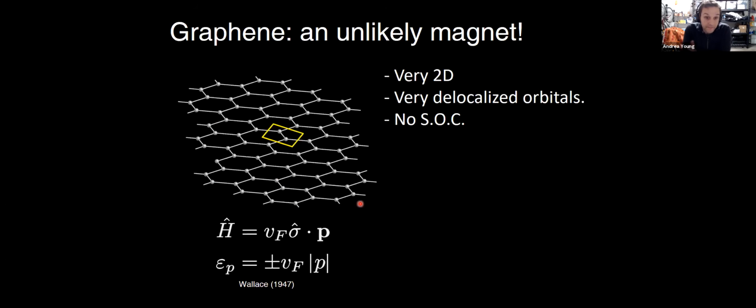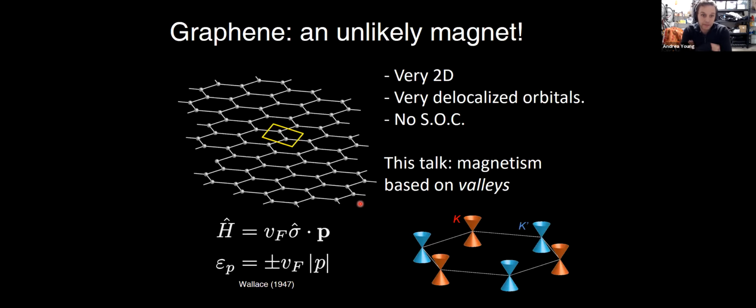The orbitals in graphene are very delocalized in monolayer graphene to start with. And there's no spin-orbit coupling. So it would seem to fail in almost every important respect based on what I told you. But as I'm going to show you today, this turns out to be something that you can control experimentally. And in fact, you can get over all of these problems in their own way.